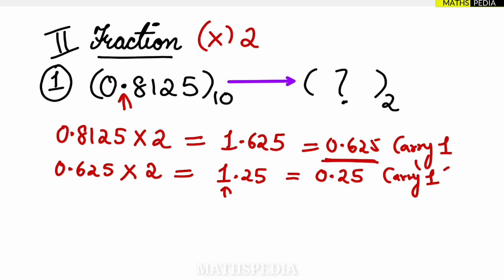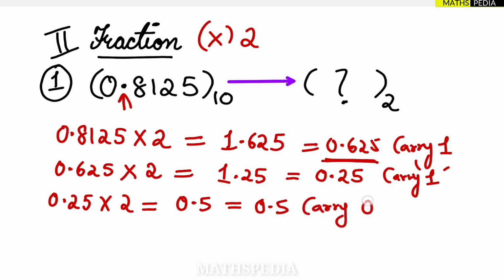Very important concept. Now again you have to take 0.25 and multiply with 2, and you will be getting 0.5. Now since you have got 0.5, it is already 0.5, right? So just write 0.5 and write carry as 0. Very important step, because whenever you're getting 0 point as the answer itself, write carry as 0.